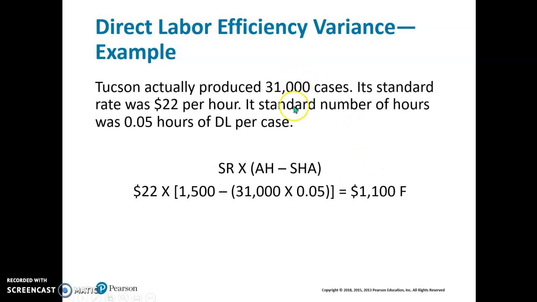Efficiency variance: they produced 31,000. Its standard rate was 22 per hour. The standard number of hours was 0.05 hours of direct labor per case. Notice right there for the standard, we're using the actual number of cases produced. So 22 times 1,500 minus 31,000, the actual cases, times 0.05. And I've got a 1,100 favorable variance.